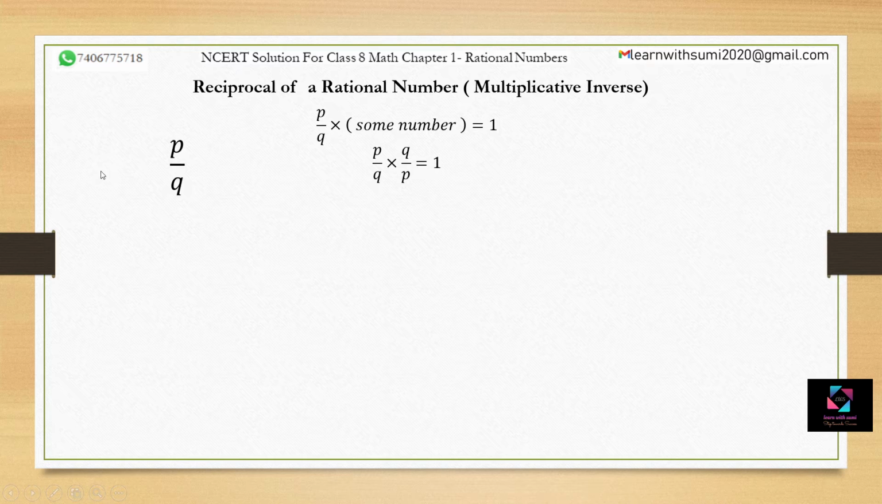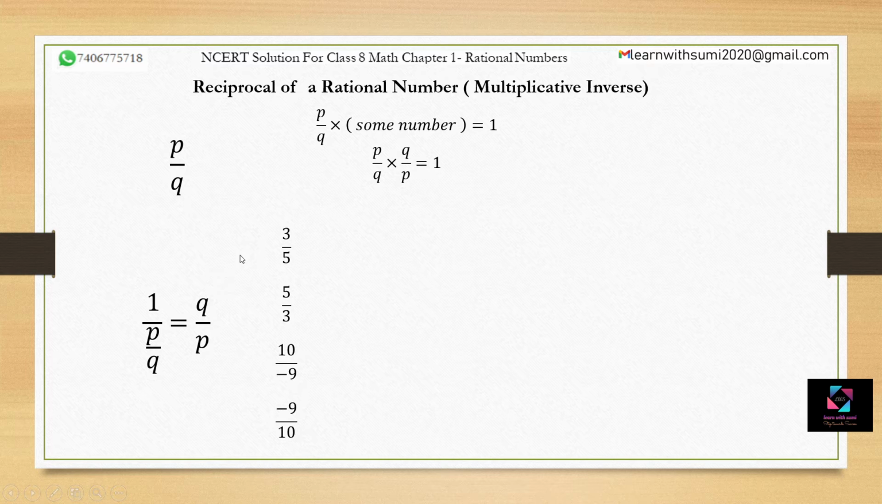You have one more method to find the reciprocal of a rational number: you simply divide 1 by the rational number. That is, 1 divided by p by q will give you q by p, which is also the reciprocal of the rational number. Now let's see some numerical examples. 3 by 5 results in 5 by 3. You have 10 by minus 9, which results in minus 9 by 10.